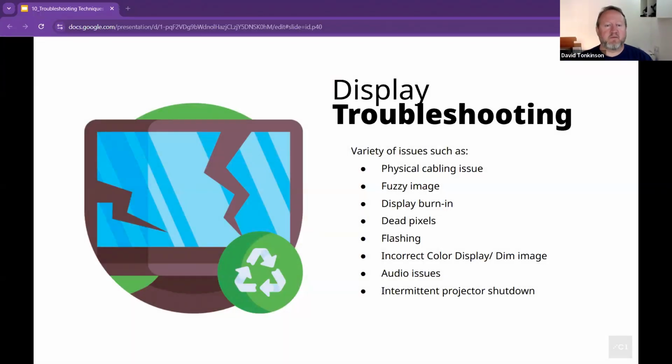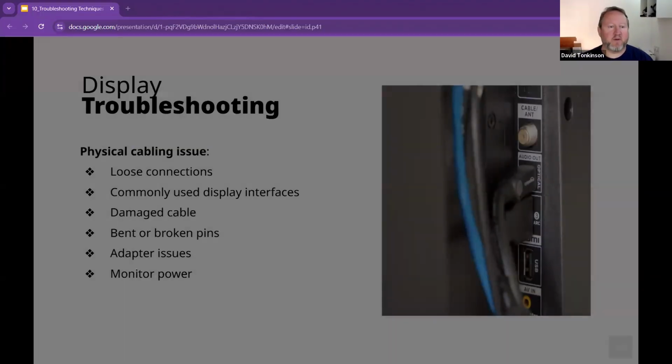So, display troubleshooting. Most of the problems we have with our displays are physical cable issues. Yes, it's not plugged in, either a power cable or the connection is wrong. But we can get things like fuzzy images, display burn, dead pixels, flashing, incorrect color displays. We're going to go through those in a little bit.